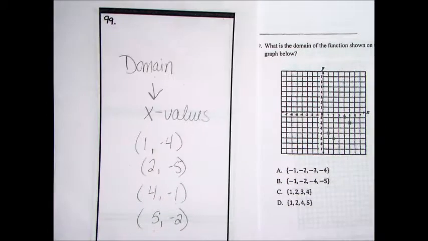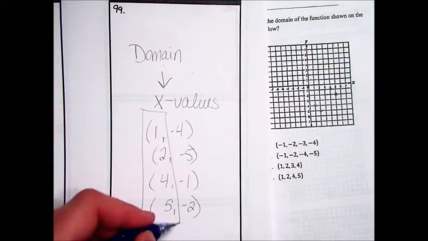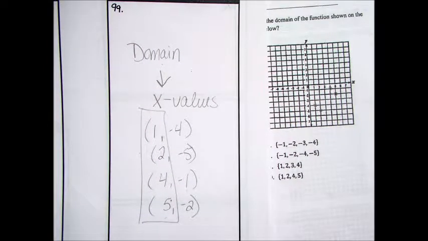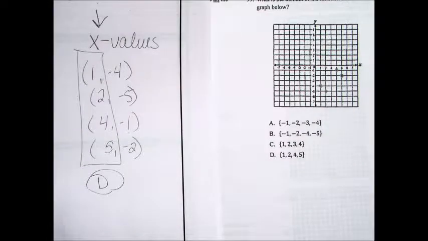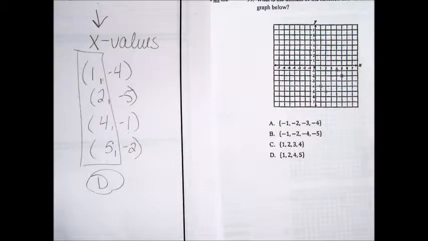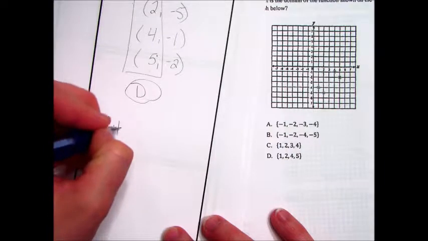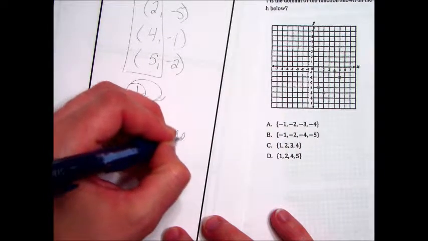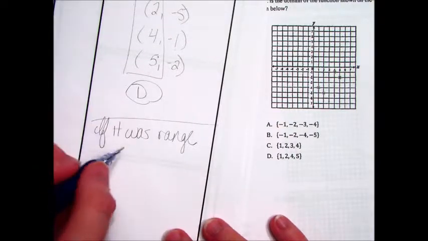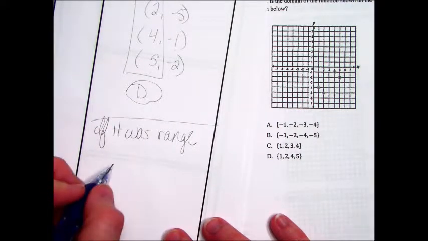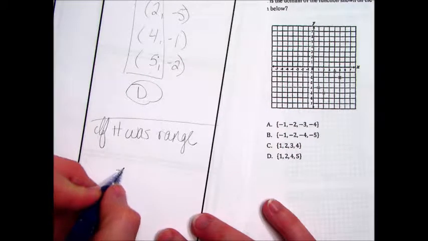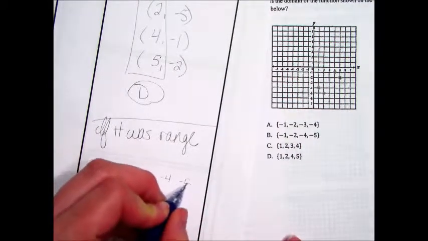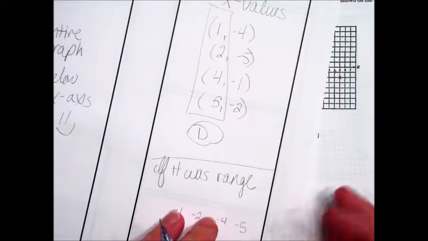It says, what is the domain? So that's just the x values. So the only one that has the correct option is option D, because it's just the x values that they're listing. Okay, if it was asking for the range, you would put the y values in order. So if it was range, the answer would be, we have to put them in order: negative 1, negative 2, negative 4, and negative 5. I know it didn't ask for that one, but if it was range, that would be our answer.